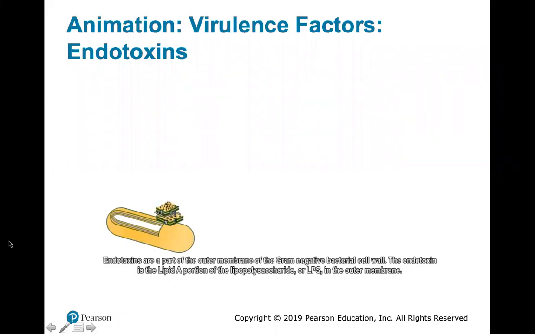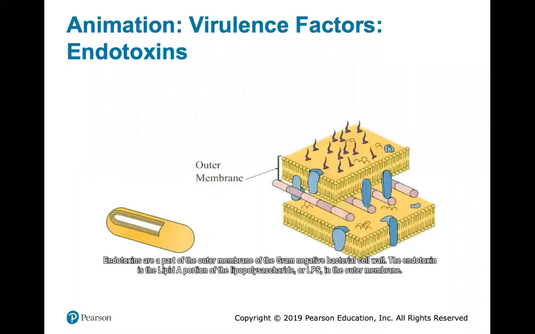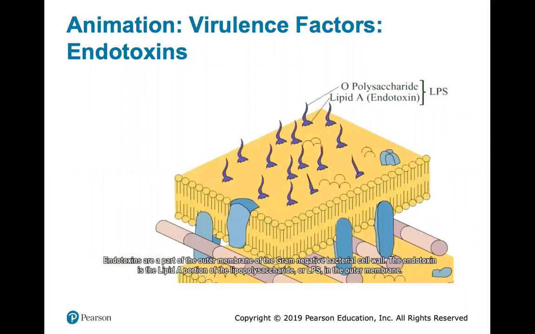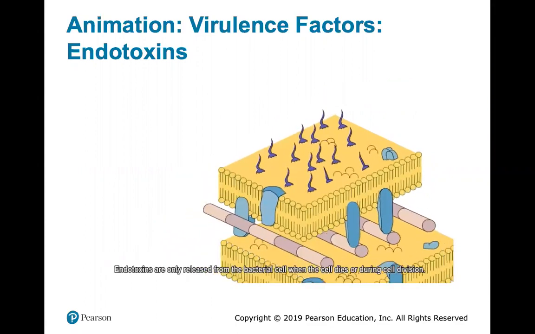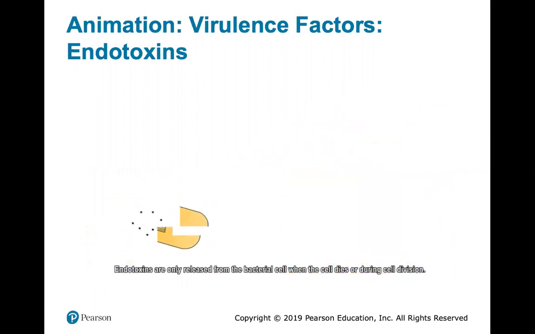Endotoxins are a part of the outer membrane of the gram-negative bacterial cell wall. The endotoxin is the lipid A portion of the lipopolysaccharide, or LPS, in the outer membrane. Endotoxins are only released from the bacterial cell when the cell dies or during cell division.